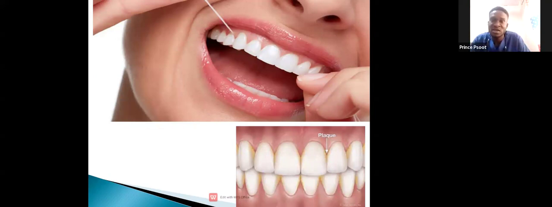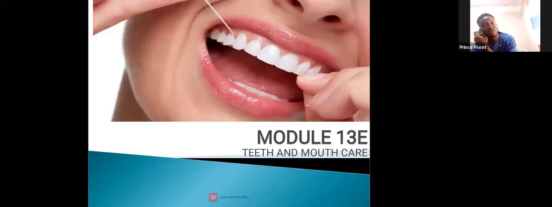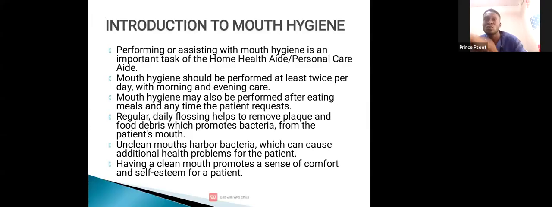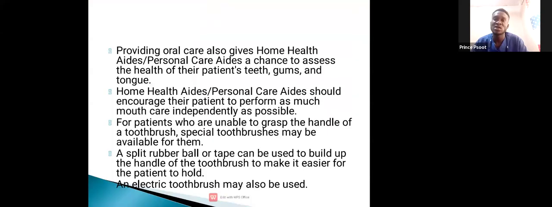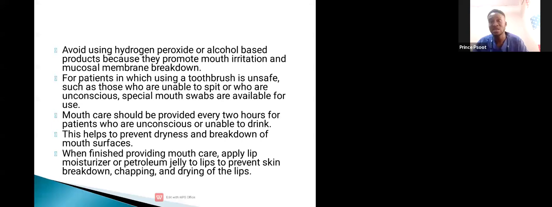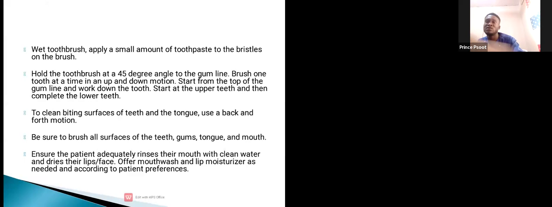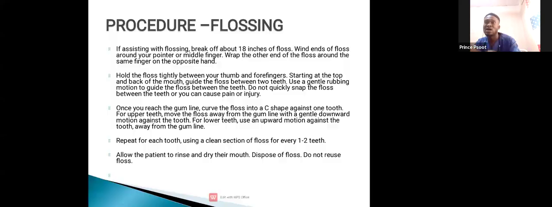So with this, we have come to the end of this module. We talked about three essential things, or four as it may be: teeth care and mouth care. We talked about the introduction, then we discussed how to do teeth care or mouth care for a patient who can perform it by themselves or only needs assistance, and for those who are unconscious. We also talked about the care of dentures. And finally, we talked about flossing, how to do flossing.